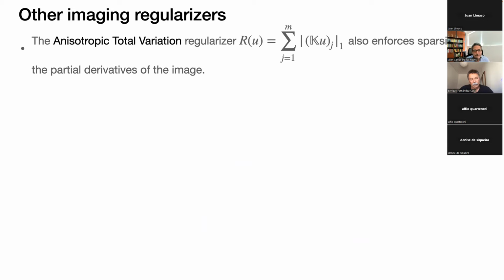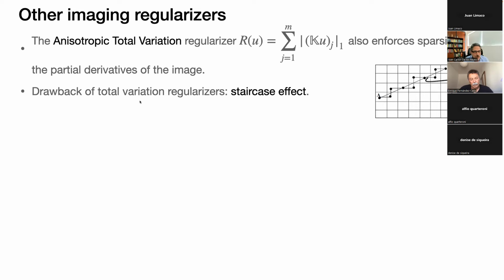So there are other types of regularization terms in imaging. One of those is the anisotropic total variation. And in this case, similar to the previous type of regularizer, there is the L1 norm of the different partial derivatives in the different pixels of the image. And this L1 norm also enforces the sparsity that we saw before, enforcing the fact that you want to obtain also piecewise constant solutions. Now, there are some drawbacks of this type of total variation regularizers, and the main one is called the staircasing effect, and it is provoked by the fact that you want to recover a piecewise constant solution. So if you have a smooth gray variation of the image, then you actually recover a so-called staircase.